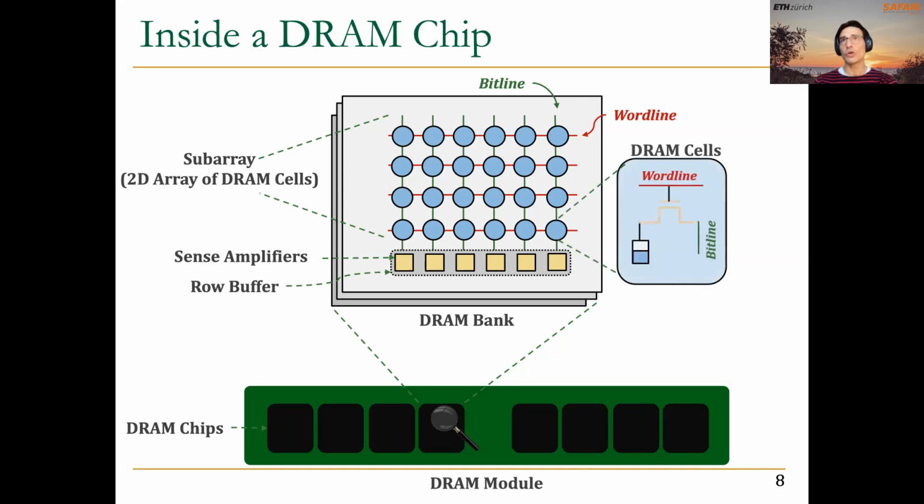We can take a closer look at each of the DRAM cells, and we see that each DRAM cell is composed of a storage capacitor and an access transistor. As you see, the access transistor is controlled by the word line, and this access transistor can provide the connection between the storage capacitor and the bit line, either to read the data that resides in the capacitors or to write data into them.